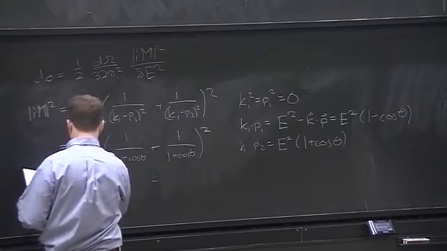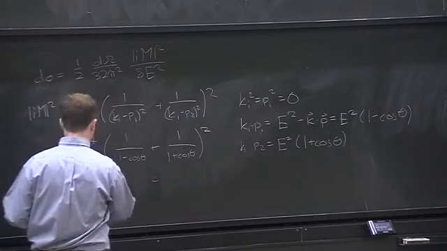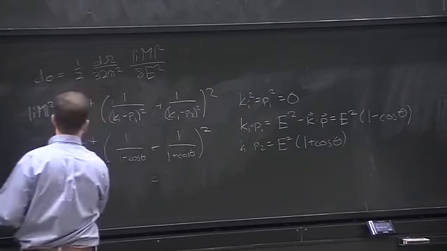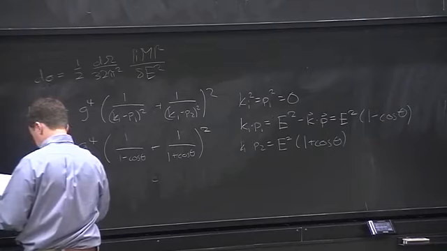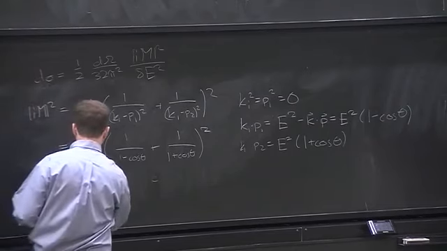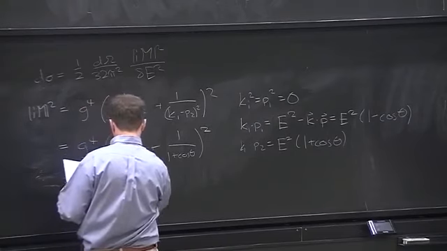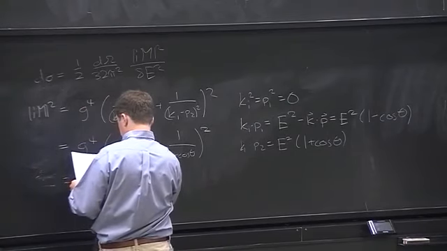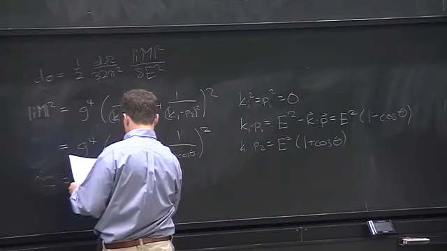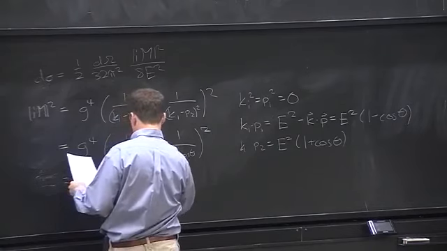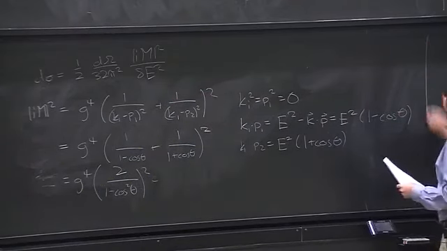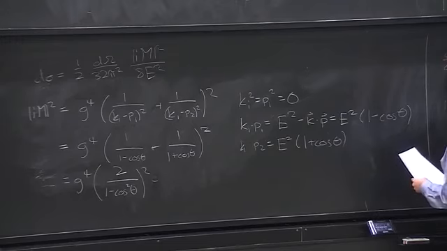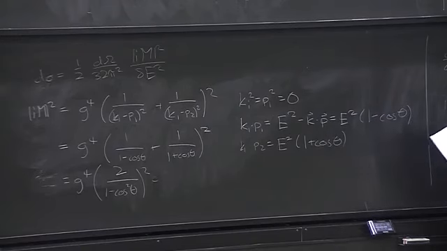And so you combine that and get the differential cross-section, d sigma. I'll write it one more step. This is 2 over 1 minus cosine squared theta, squared. And so d sigma d omega is then, combining our results, g to the 4.